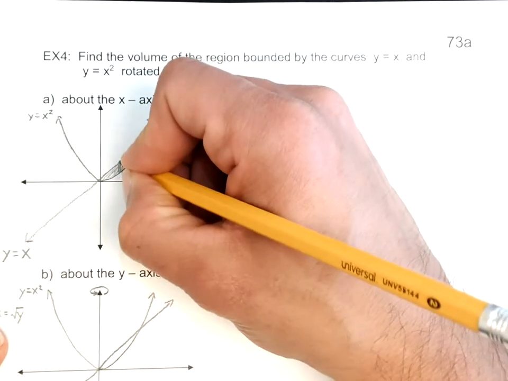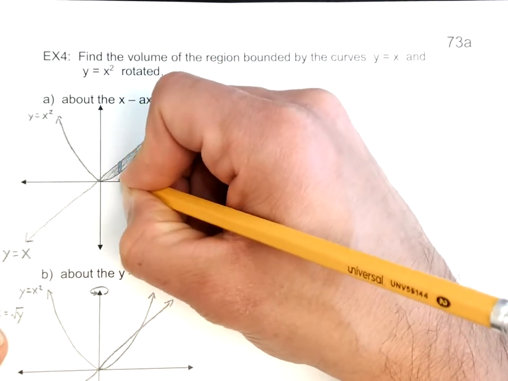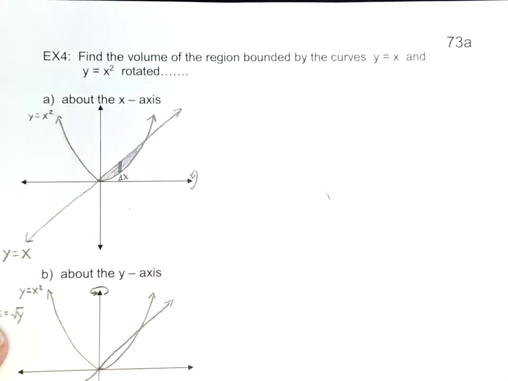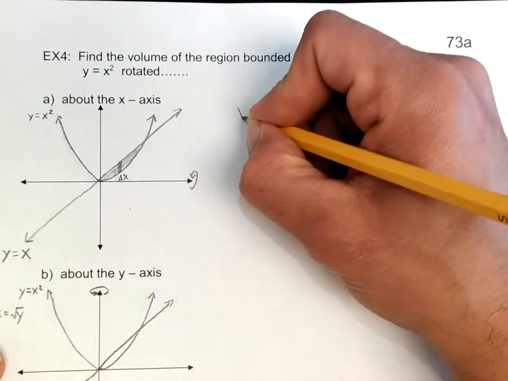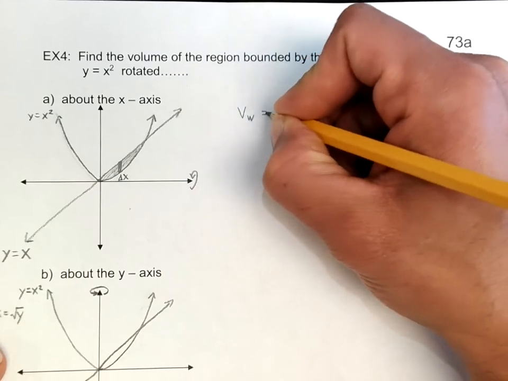I usually put this delta x here just to remind me that I'm going to integrate with respect to x. So if you're wondering, when do I use the washer method? The answer is, if you spin this around, you're going to have a hole in the middle. And if you have a hole in the middle, then you're going to use the washer method.